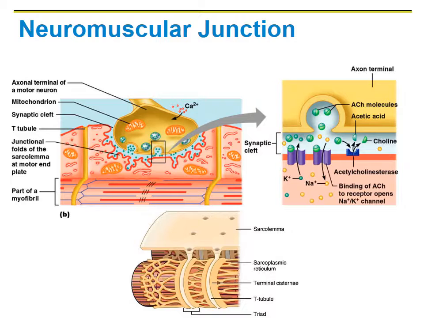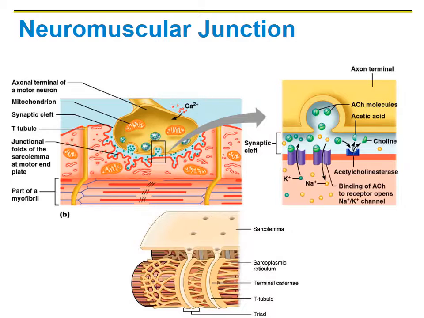Let's start to look at the contraction mechanism. In order to get a skeletal or cardiac muscle cell to contract, we must stimulate it with a motor neuron. Here we are looking specifically at the neuromuscular junction of a skeletal muscle cell. In other words, the synapse of a motor neuron onto the muscle cell.